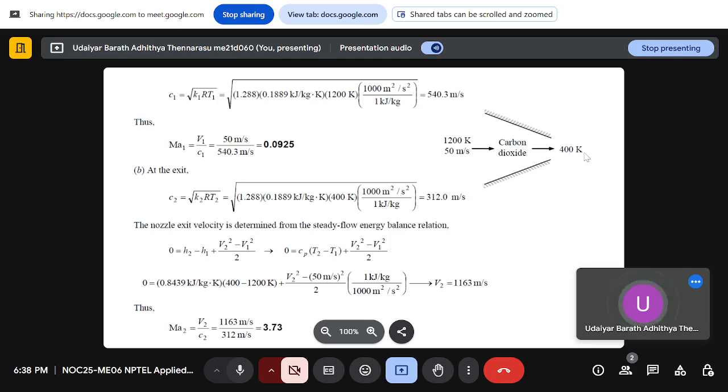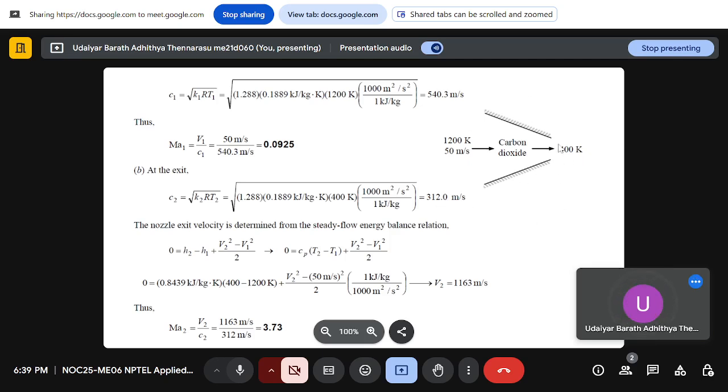Now at the exit, my temperature is 400 Kelvin. So the speed of sound at the exit will be root of gamma RT again. So gamma R will remain the same, and temperature is 400, multiplied by 1000. So we get speed of sound as 312 meters per second.